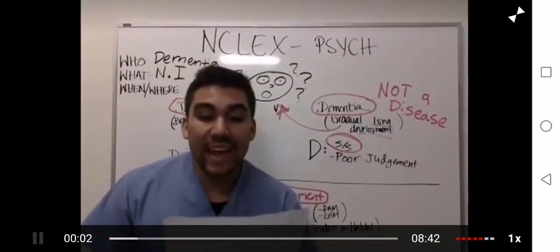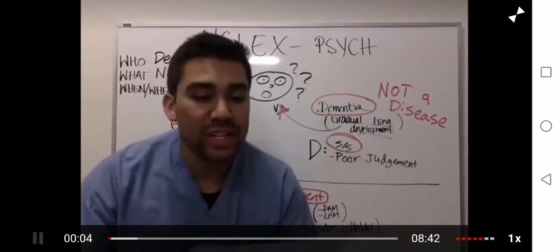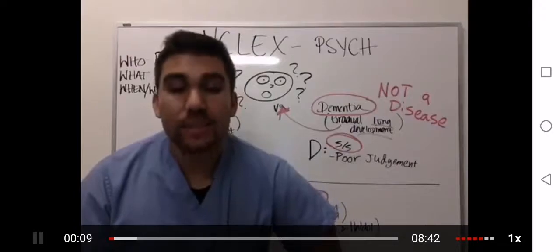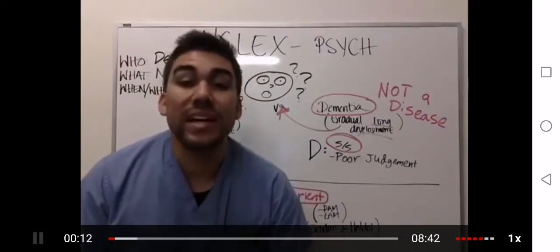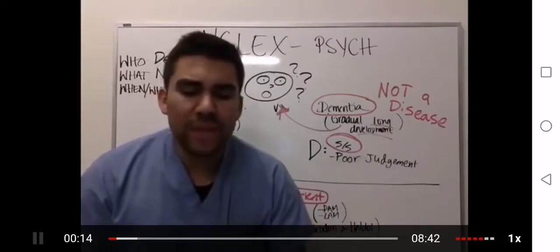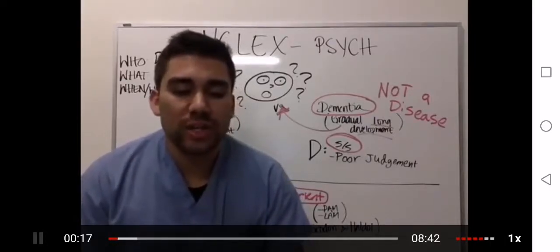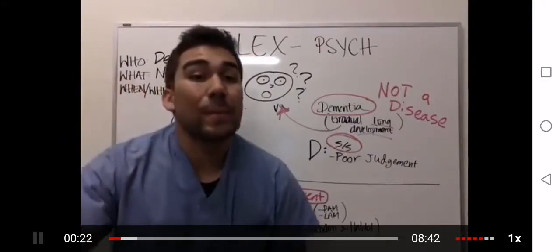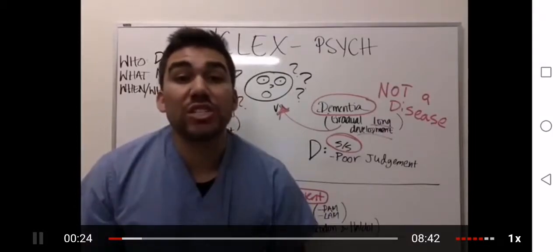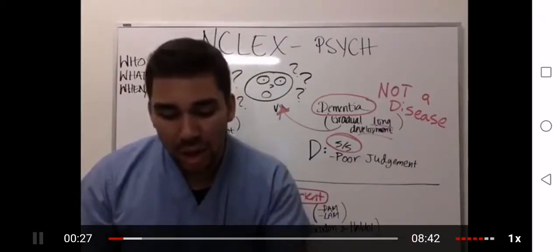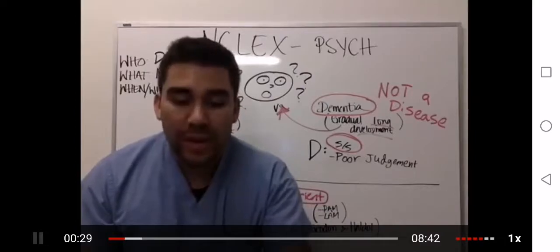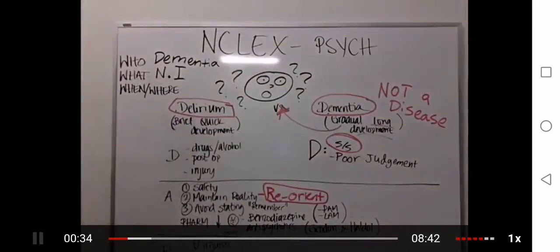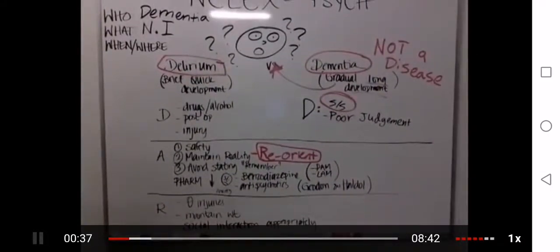A nurse is planning care for an 82-year-old patient with a nursing diagnosis of altered mental status due to early stages of dementia. Which of the following interventions should the nurse include in the care plan? One of the biggest interventions for your patients with dementia is always reorienting to person and place and time as necessary. So that is the number one.